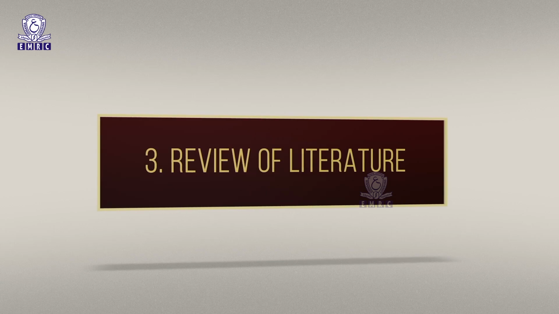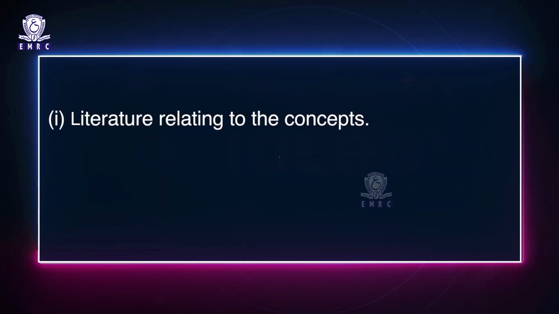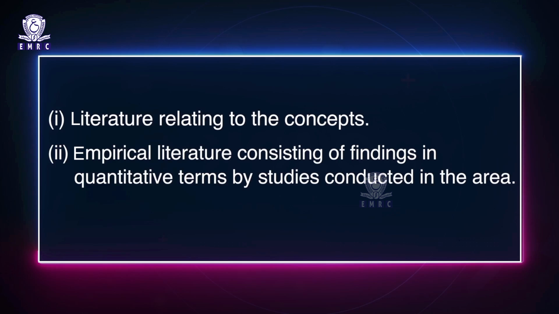The third step is review of literature. The review of literature helps to gain insights in the research topic, gain information and acquaintance about the data and other materials on the theme of proposed area of research. The literature reviewed may be classified into two types. Firstly, literature relating to the concepts, and secondly, the empirical literature consisting of findings in quantitative terms by studies conducted in the area. This will help in framing research questions to be investigated.